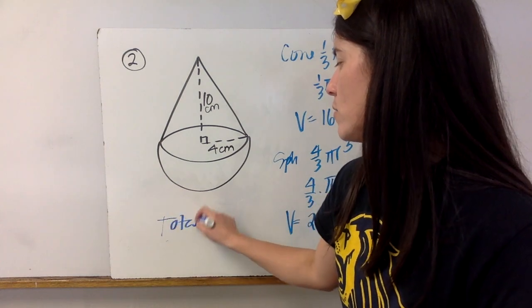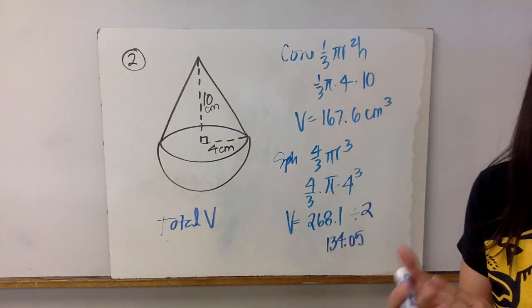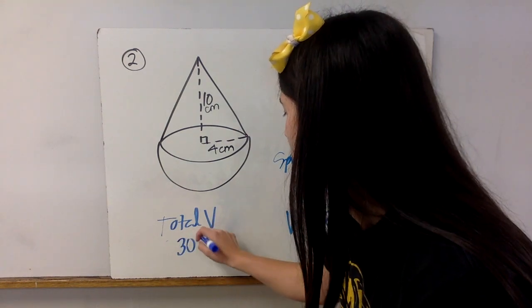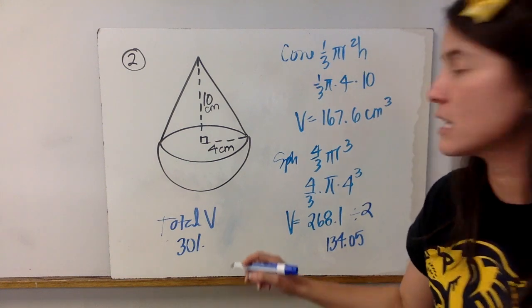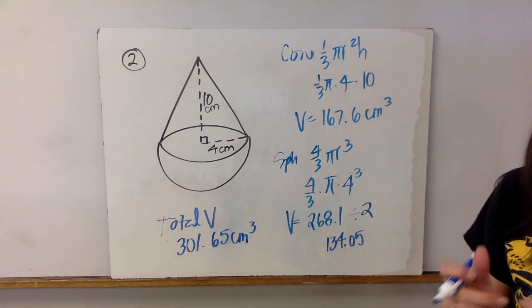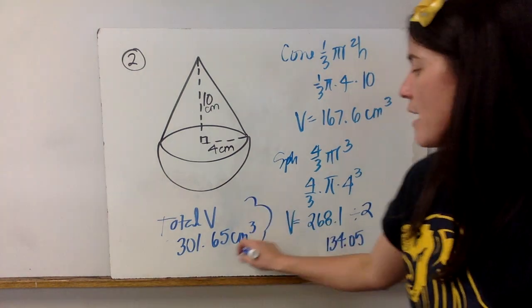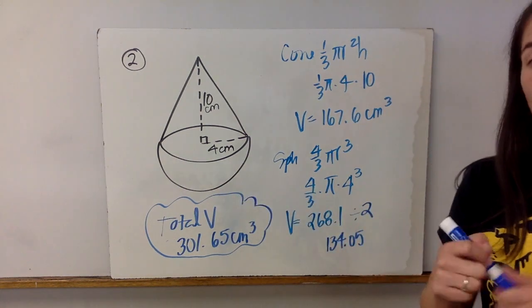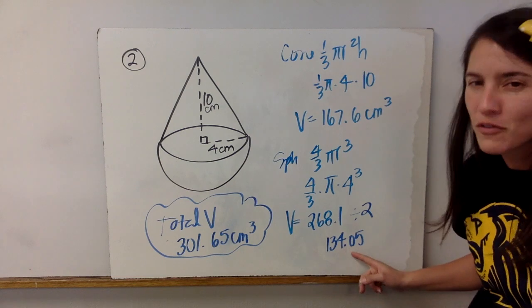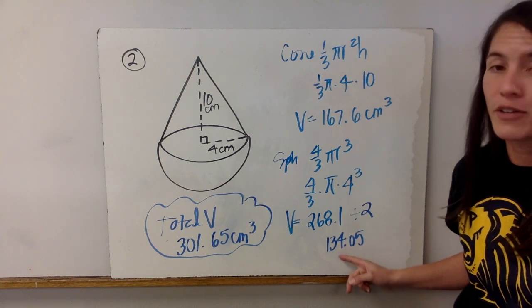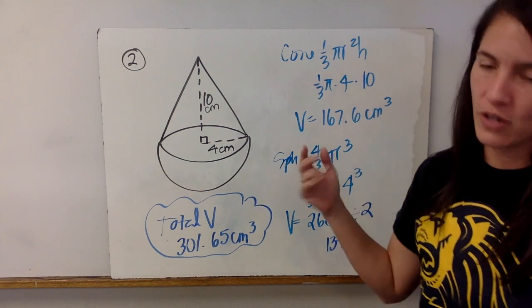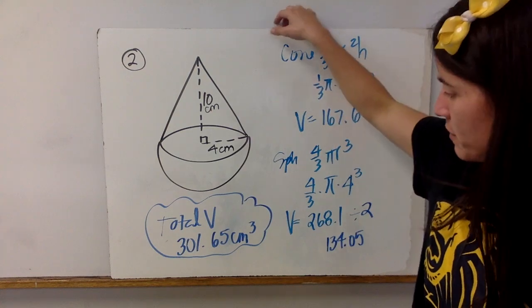And then my total volume, I'm going to add these numbers up. My total volume is 301.65 centimeters cubed. And the reason I rounded to the nearest hundredth here is because I had to divide this by 2. And if I would have rounded this up and said 134.1, it would have just kind of looked strange because it wouldn't have been half the sphere.